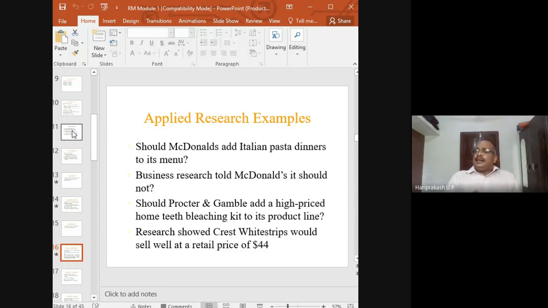And if they find out that there will be good demand, a sufficient number of people, they may do a survey, an opinion survey on preference, it is called preference, right? Taste and preference. You know what is taste and preference? Consumers' taste and preference, what they like, what they would prefer, right? So they want to know whether Italian pasta they will prefer for lunch, dinner, right? They want to know it.